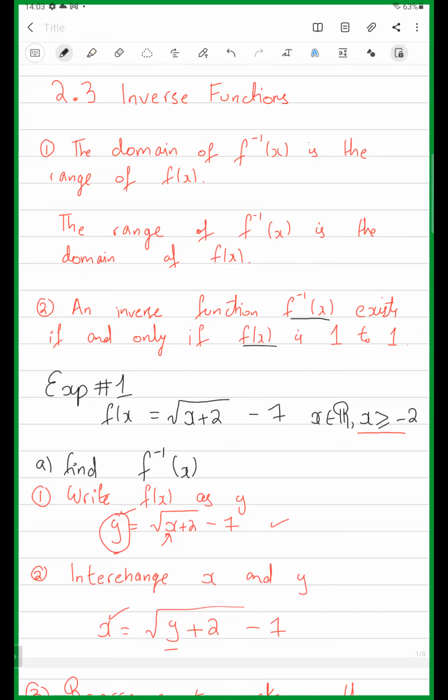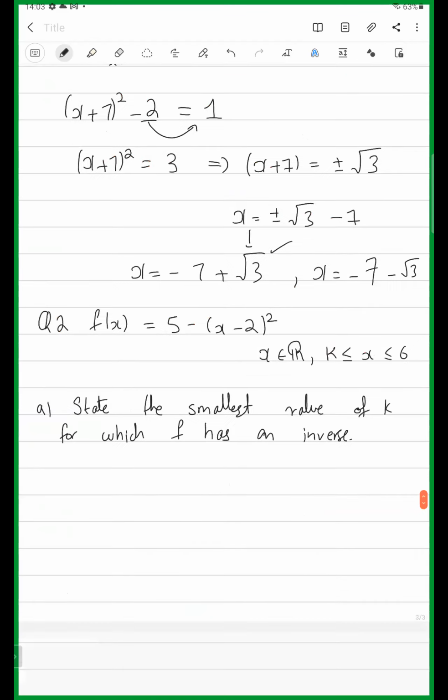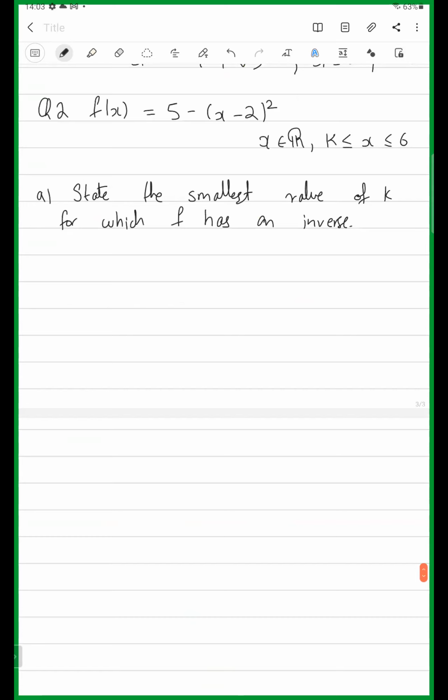Here you need to solve it this way. An inverse function exists if f of x is 1 to 1. So this is the only thing you need to know. They want you to find the smallest value of k for which the inverse exists, or for which f has an inverse. It means that this is a quadratic function. So in general, this is not 1 to 1, this is many to 1, but we will be making the graph and then we will discuss for what value of k exactly it is going to have an inverse function. Okay, so let's talk about the graph.